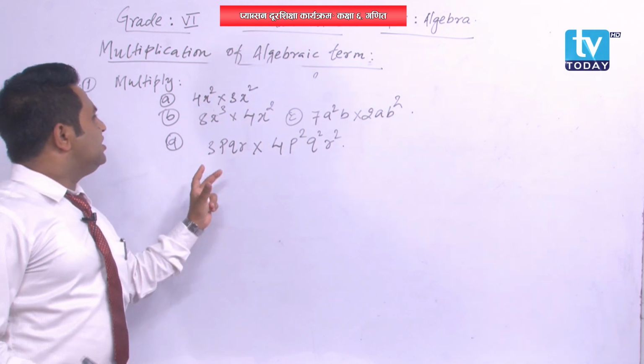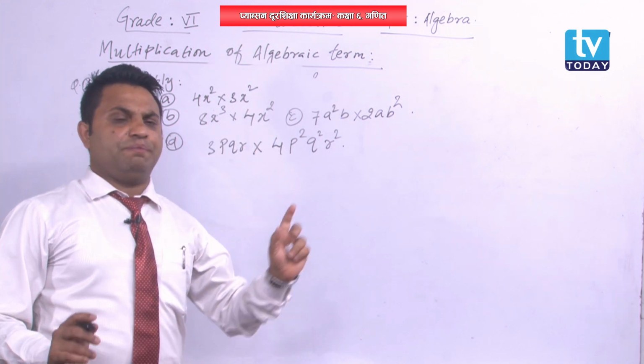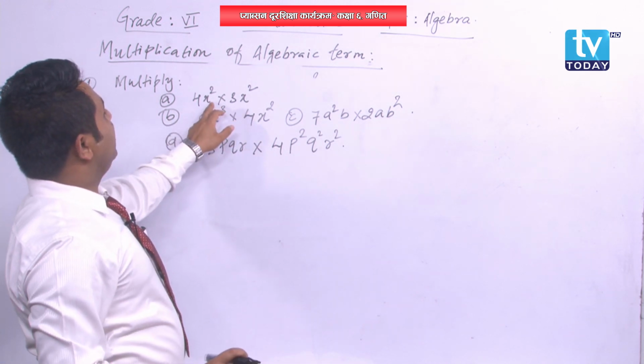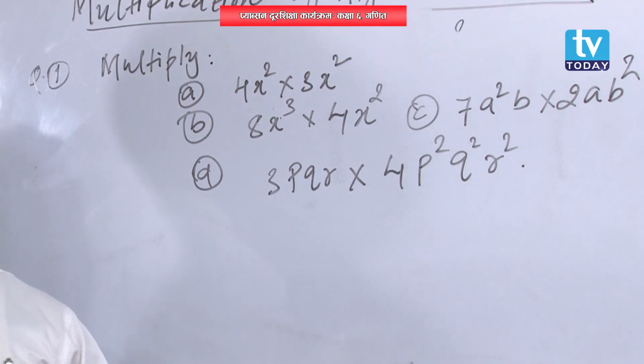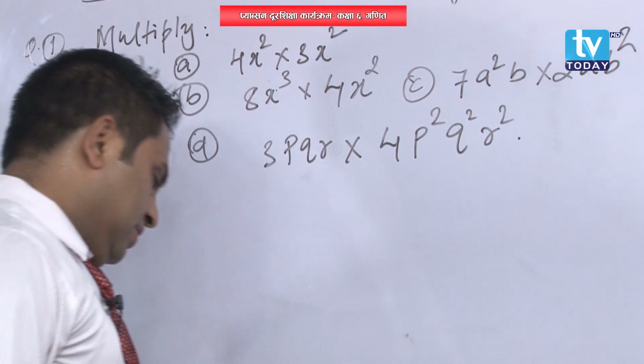Is that clear? Simply you have to add the powers of the same base. 4 times 3 is 12, then x square, x to the power 2 plus 2. Is that clear? In a similar manner you can do other questions also. Understood? Is that clear? Okay.